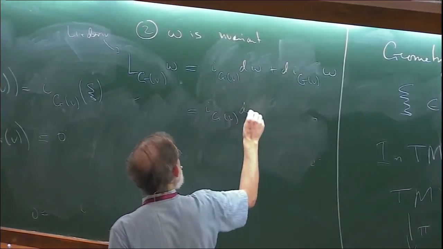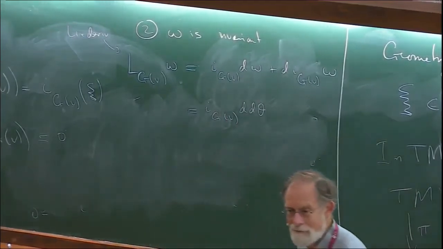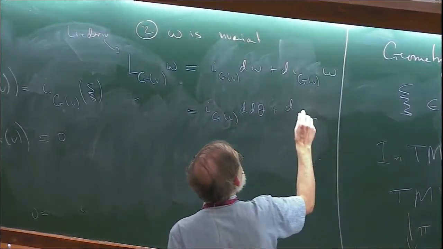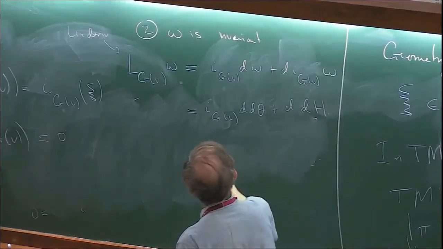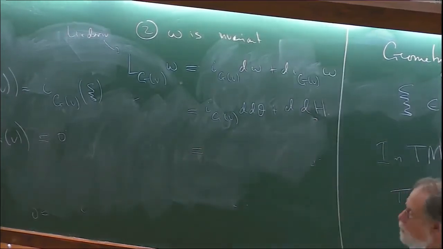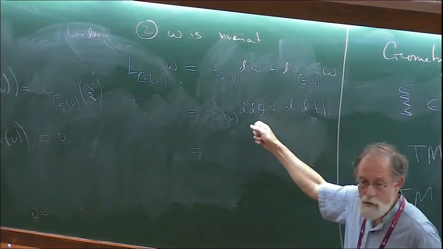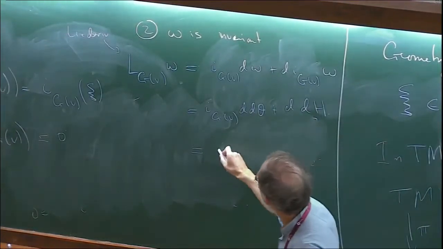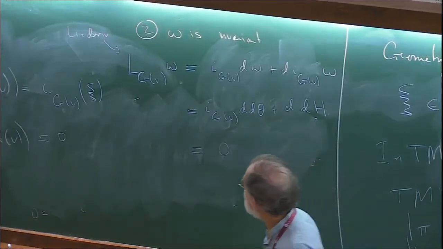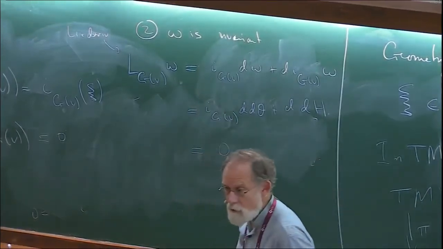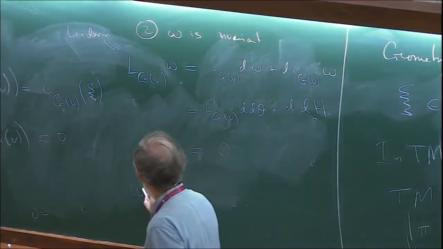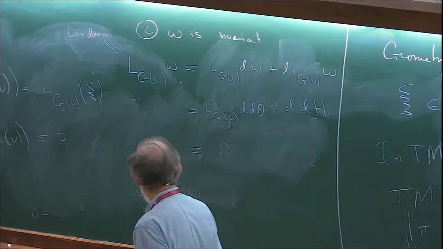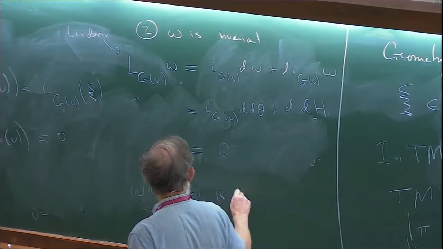d omega is really d theta. And what is i_G(V) omega? It's dH. And then you look at this formula. dd of anything is 0. So you get 0. So this says that omega is invariant under the geodesic flow. So omega wedge, I guess with n of them, that's the volume, is invariant.